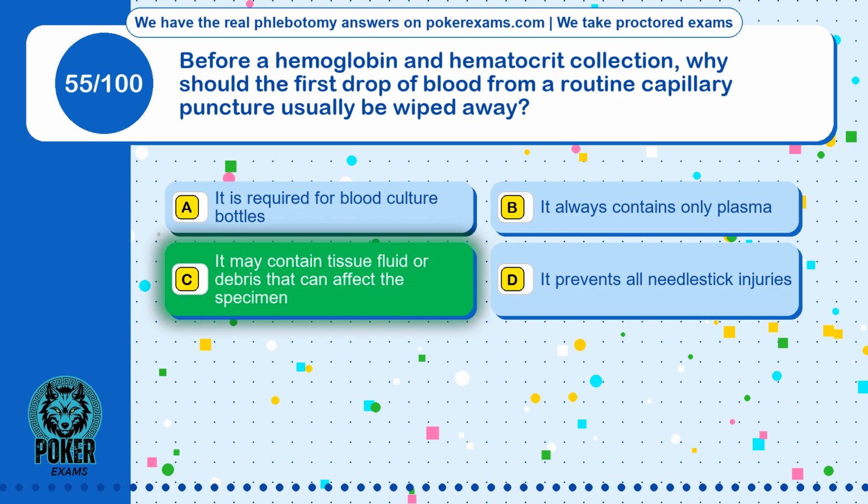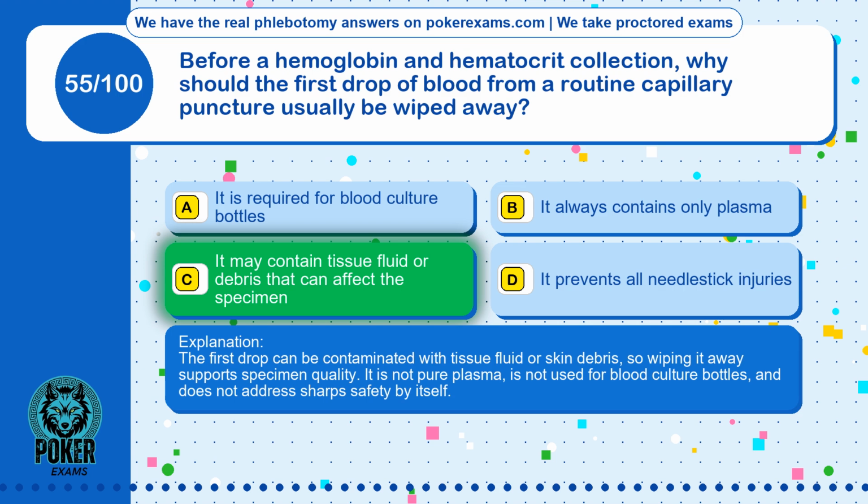The correct answer is option C. It may contain tissue fluid or debris that can affect the specimen. The first drop can be contaminated with tissue fluid or skin debris, so wiping it away supports specimen quality. It is not pure plasma, is not used for blood culture bottles, and does not address sharp safety by itself.